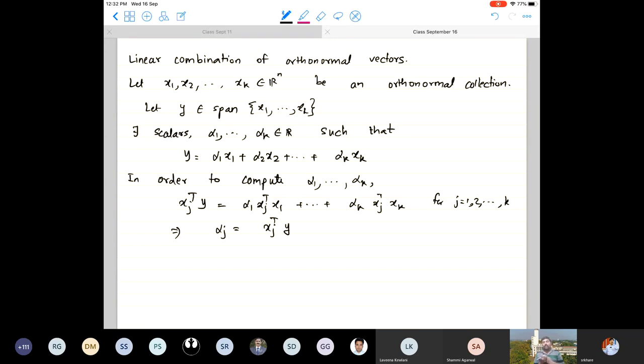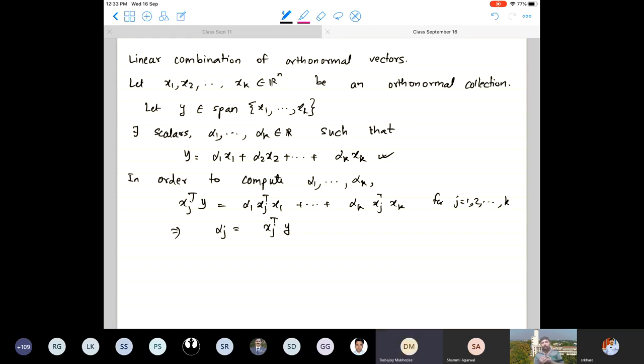But there is a catch. What is the catch? If the collection x1, x2 up to xk is orthonormal, then we can see that alpha j can be computed very easily. What do you have to do? If you want to find the jth coefficient in this expansion, alpha j, you take the inner product of both sides of this equation, y is equal to alpha 1 x1 up to alpha k xk, with xj. You get xj transpose y is equal to xj transpose times the right hand side, and then use the orthonormality property and conclude that alpha j is actually equal to xj transpose y.